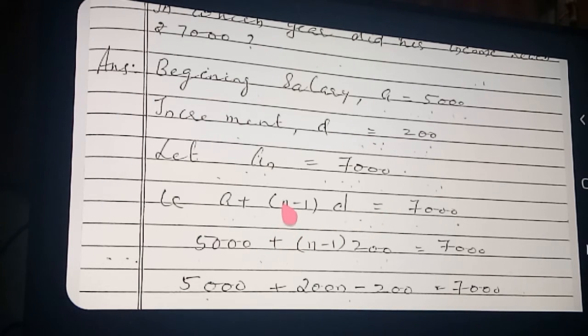Have you got the points clear? Okay. So in which year will he reach this salary? That is your question. In which year will he get the salary, so we will take this 7,000 as N. So N is equal to 7,000. So in the usual method, in the place of A and in the place of N, you apply the value. Apply and calculate by yourself.